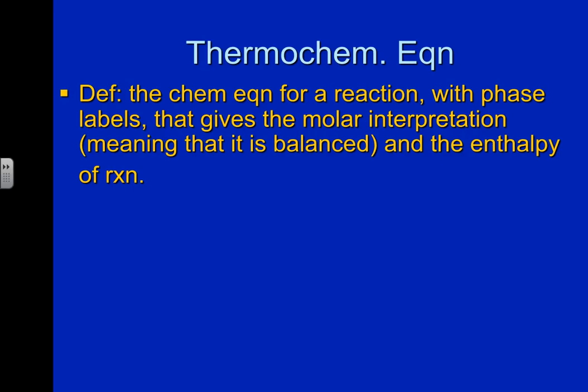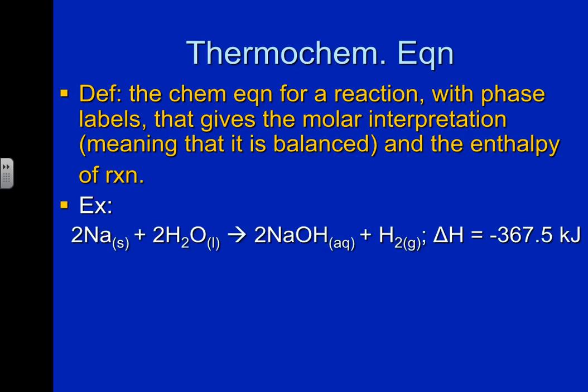It's a long definition for something that really is pretty simple. Okay, read it with me. The chemical equation for a reaction with the phase labels that gives the molar interpretation, meaning that it's balanced, so it's got coefficients, and the enthalpy of reaction is also given. So this is a thermochemical equation. Notice that it is a balanced equation. Notice, and it just depends on the notation that they'll use, in this case there's a semicolon here just to show a visual separation between the two parts, but there's the actual balanced chemical equation on the left, and then on the right side, they'll give you the delta H value or the enthalpy change for that reaction. That is a thermochemical equation.